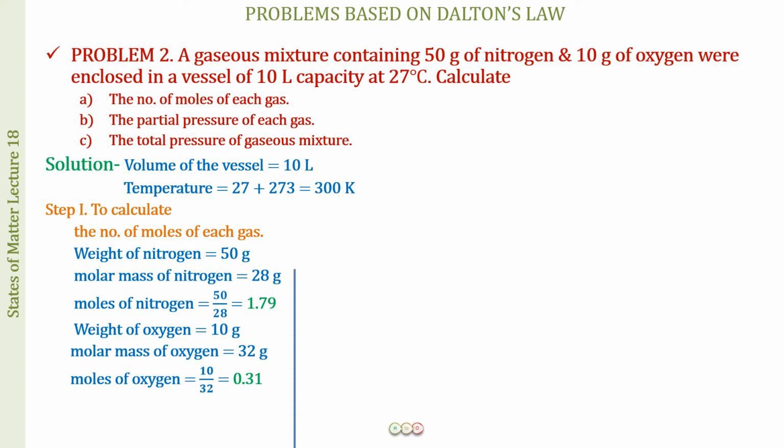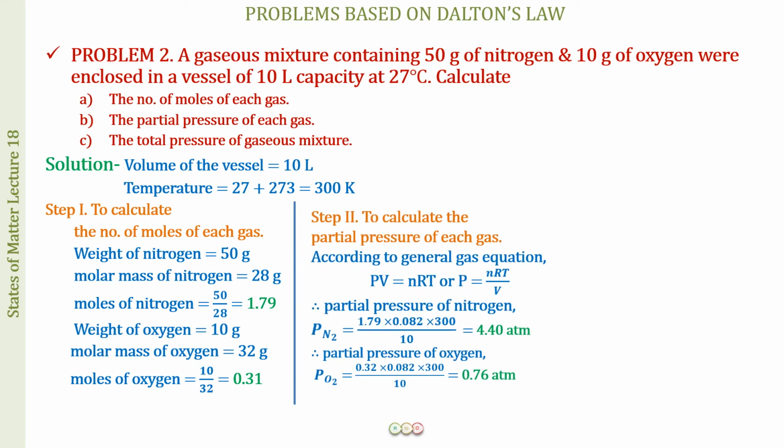The second, we have to find out the partial pressure of each gas. So how do we do that? For this, now the total pressure is not given to us. So when the total pressure is not given to us, we are going to individually find out the pressure of each gas as it would be if it was present all alone.